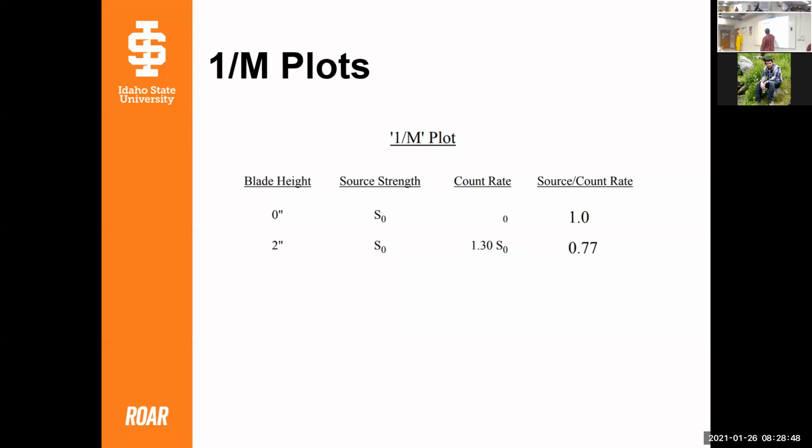This will be a given, right? You'll have a source and written right on it, it's going to tell you its source strength. If it's really, really old, you might have to account for decay, but it's written right on it.